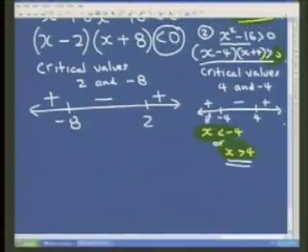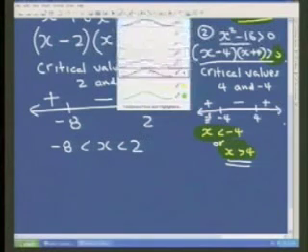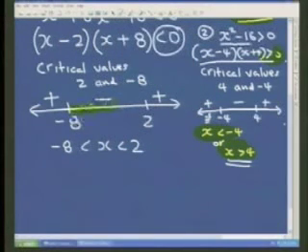Particular inequality, this part of the inequality. Remember, we want a negative answer. Which region gives us a negative answer? X between greater than -8, less than 2. If you look carefully, -8 is less than X, and X is less than 2. It's this region that I've highlighted. That's the region that gives you the answer that you want.